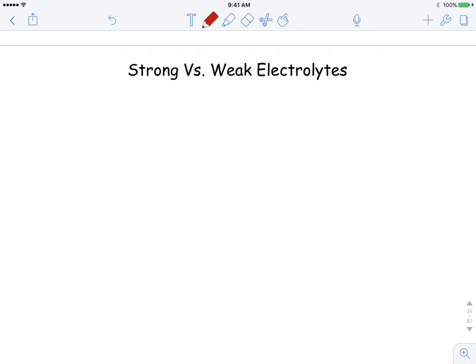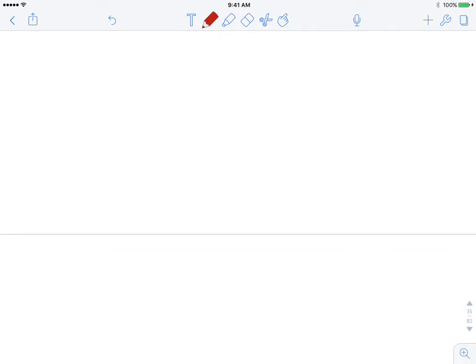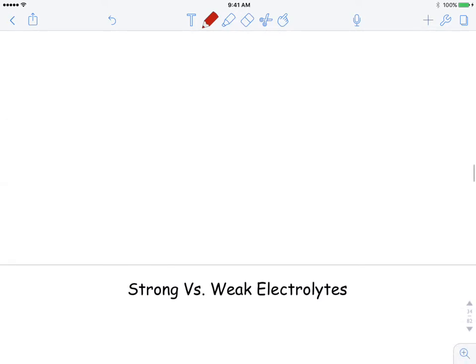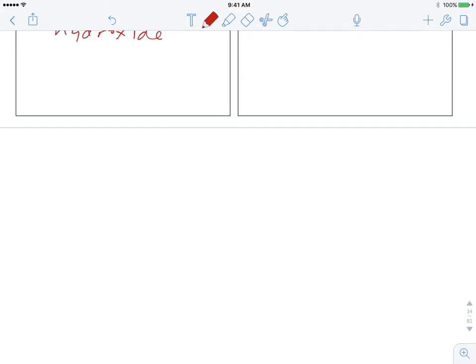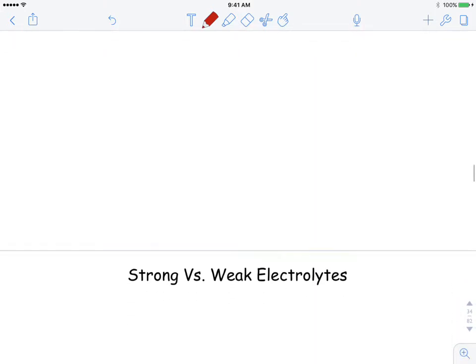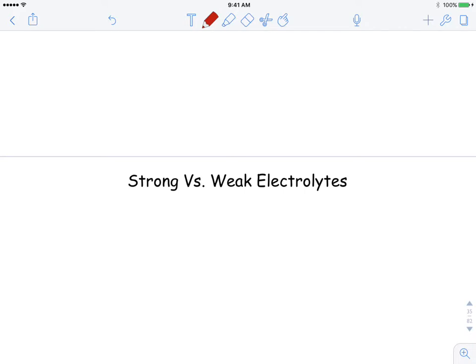The next slide that I want to show you is strong versus weak electrolytes. Must have inserted a slide here. Strong versus weak electrolytes. And so I described the term electrolyte. If you go back and look, it says that it's a substance that dissolves in water, forms ions, and then conducts electricity. Well, what would be a strong versus a weak electrolyte?